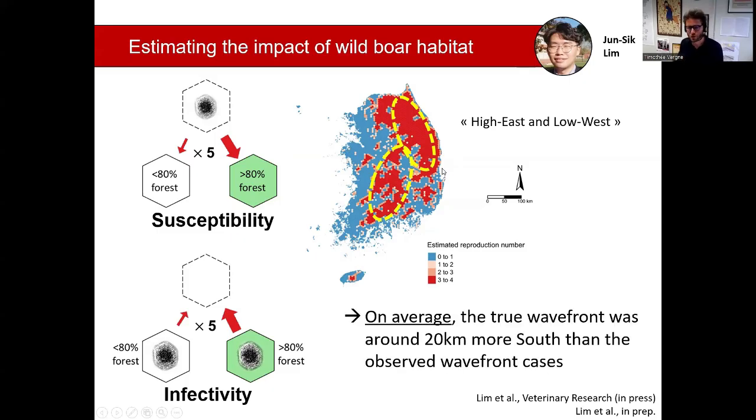And also what was shown using this mechanistic model is that on average, the true wave front, so the true cases that were not yet detected, was usually between 20 and 30 kilometers more south than what was already observed. If we ignore the long distance transmission events, just the wild boar spread, there is a discrepancy between the observed wavefront and the true wavefront by between 20 and 30 kilometers.